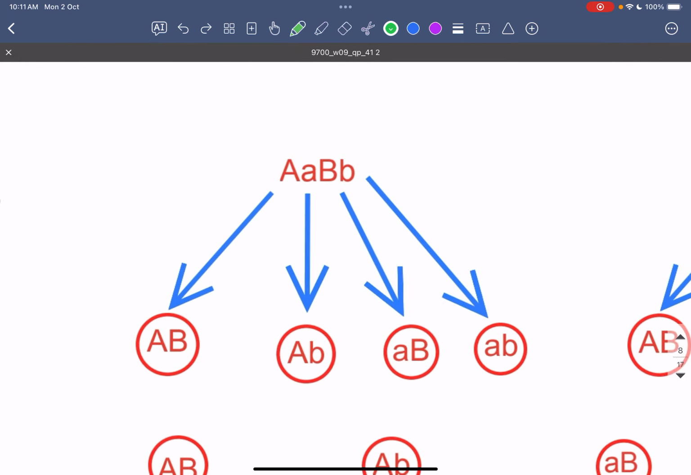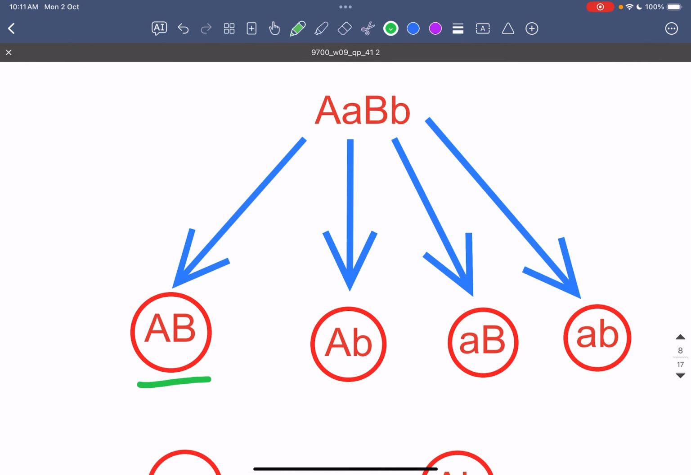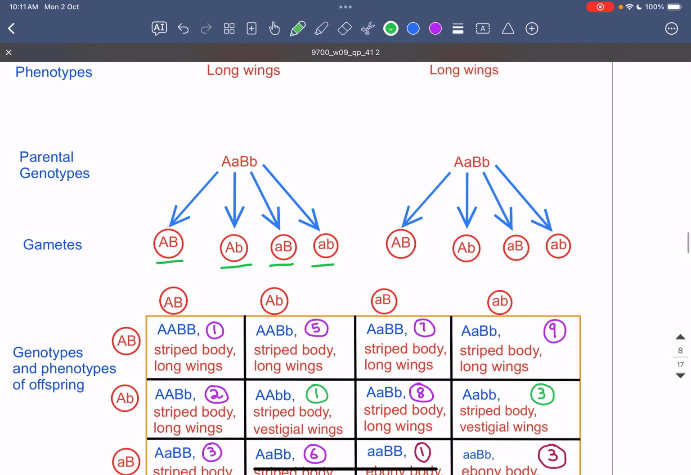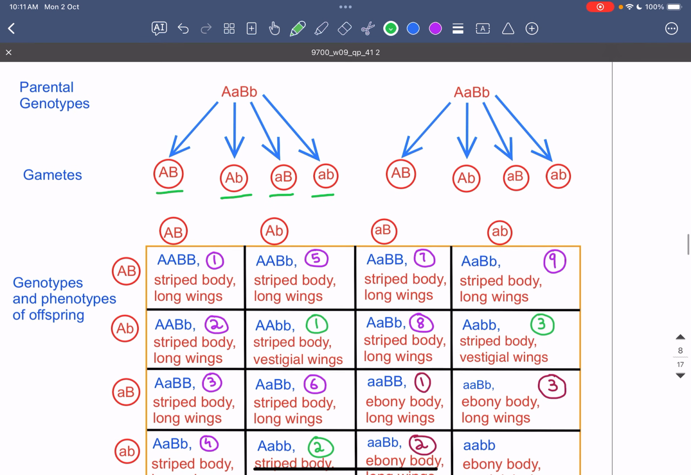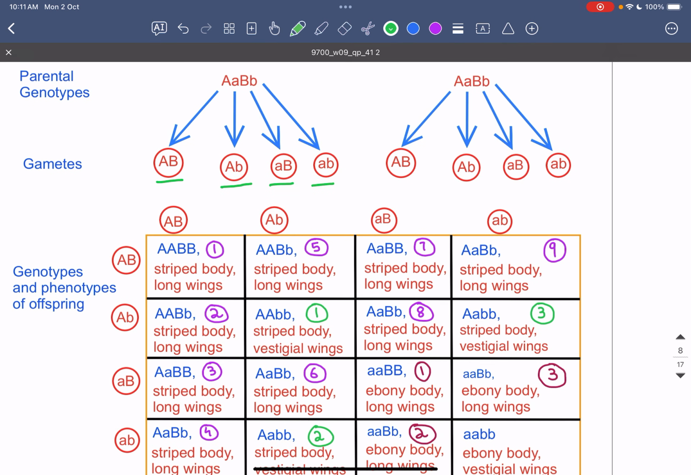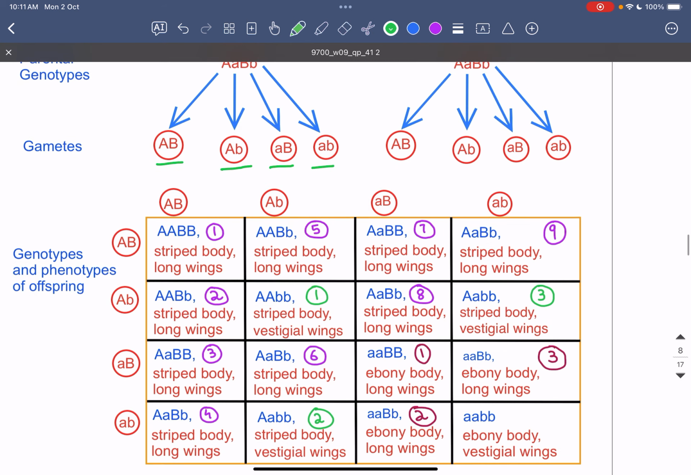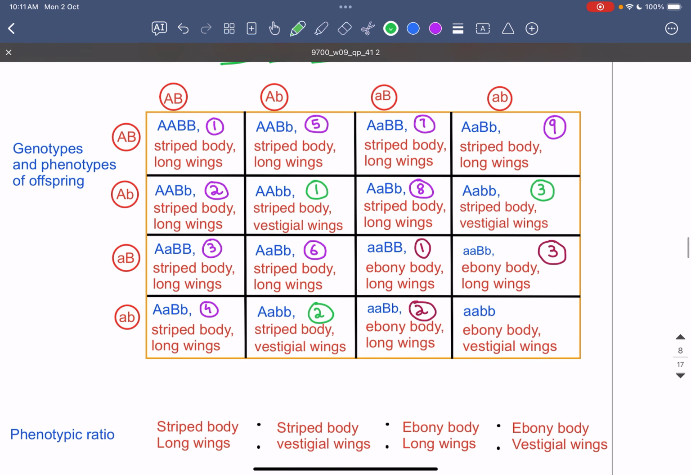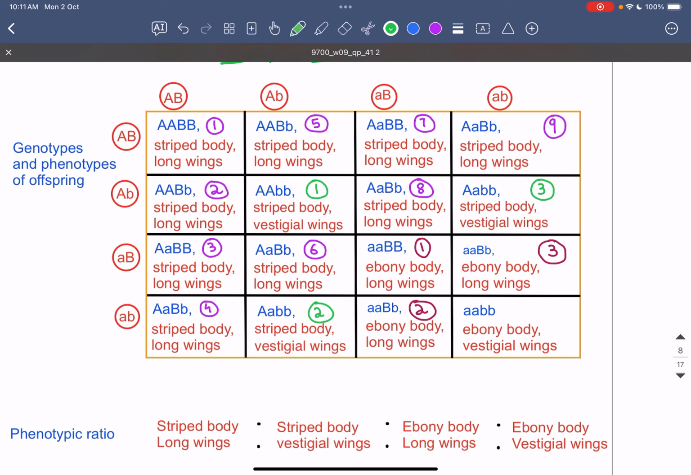And their gametes will be capital A, small b, capital A, capital B, capital A, small b, small a, capital B, and small a, small b, and it will be the same for the other gametes. I've already written down the genotypes and phenotypes of the offspring. So after doing all this, you can write the phenotypic ratio, which is striped body long wings, striped body vestigial wings, ebony body long wings, and ebony body vestigial wings.